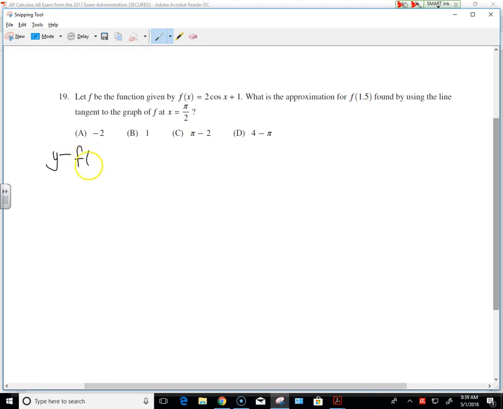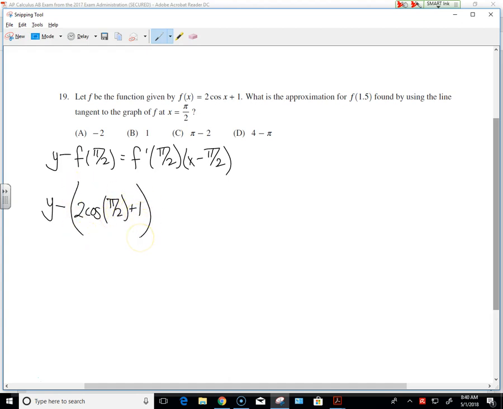y minus f of pi over 2 equals f prime of pi over 2 all times x minus pi over 2. Isn't that y minus f of a equals f prime of a times x minus a? Right? So then don't we get to plug in and say, okay, so that's going to be 2 cosine of pi over 2 plus 1. Ooh, did you put in your parentheses? Equals f prime. It says at, so I'm doing it at.